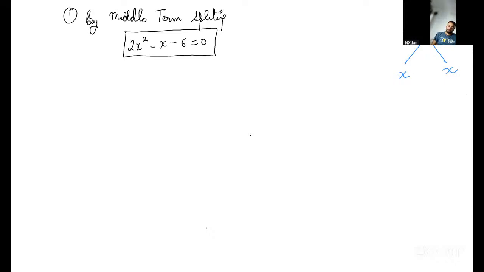Now, you have to find numbers such that when you multiply them, you get minus 12, but when you add them, you get minus 1x. So, can anybody suggest a number for that? Any other one? Ira, can you suggest? When you multiply them, you get minus 12, but when you add them, you get minus 1x.